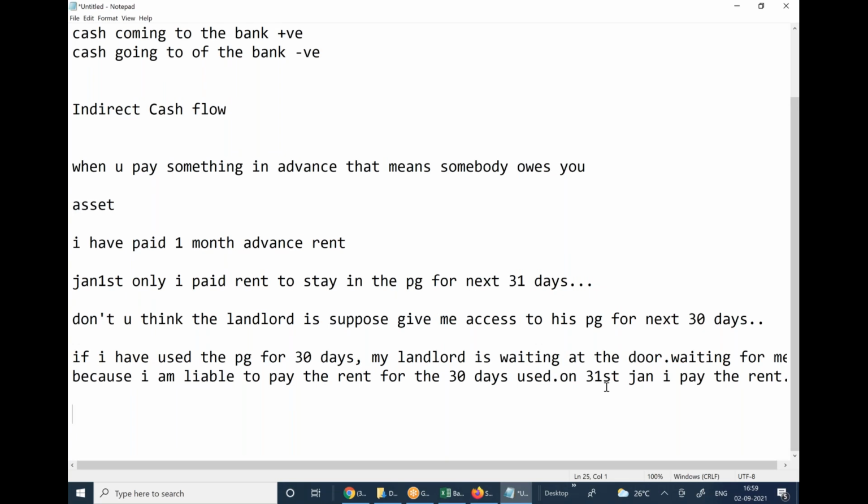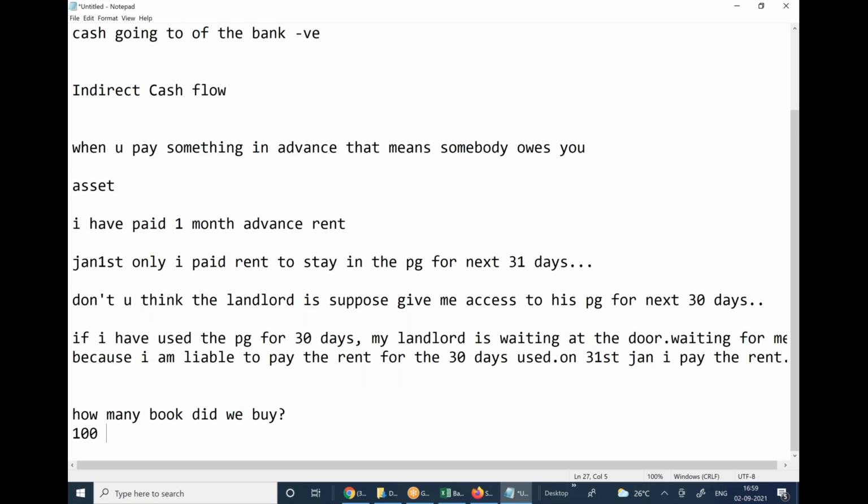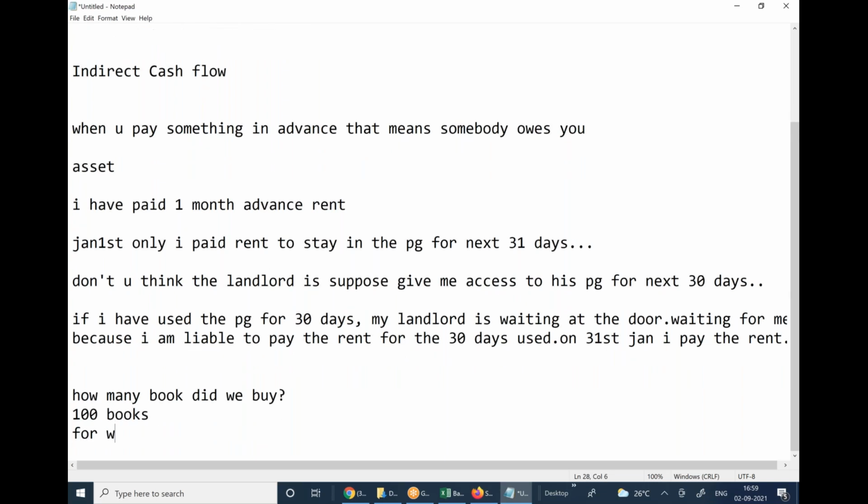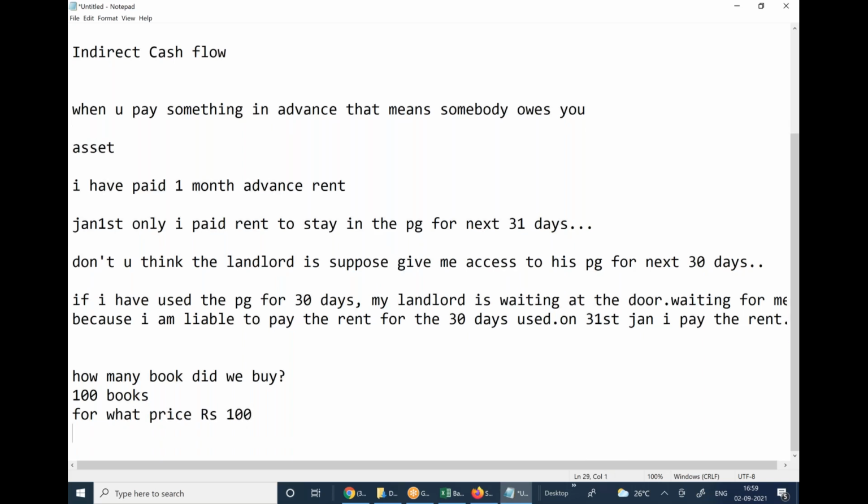Answer my question so that I'll know how much you understood. How many books did we buy? Can you answer me? We bought 100 books. Okay. For what price? Rupees 100. Yeah. So my storeroom value is how much? 100 books into 100, right? Which is nothing but rupees 10,000.